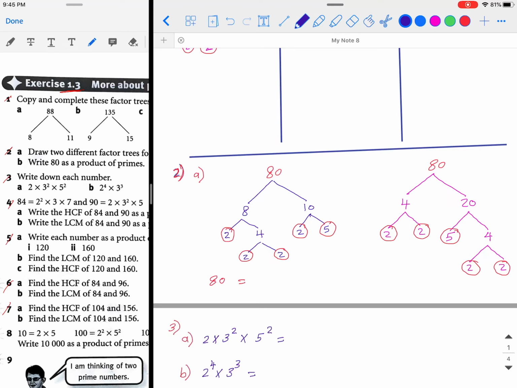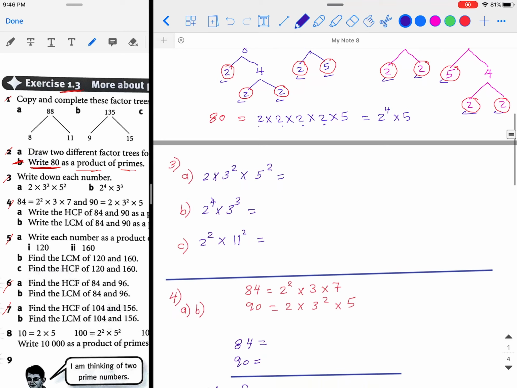So I can write the prime numbers here. How many do I have? 1, 2, 3, 4 twos. Here the same, by the way, and only one 5. Okay, so it's 2 multiplied by 2 multiplied by 2 multiplied by 2. This is question B, because they said in B write 80 as a product of primes. So 2 by 2 by 2 by 2 by 5. Or you can simply make it, because here we have how many 2's? 4. So it's 2 power 4 multiplied by only one 5. Okay, let's go for the next one. This was for B.